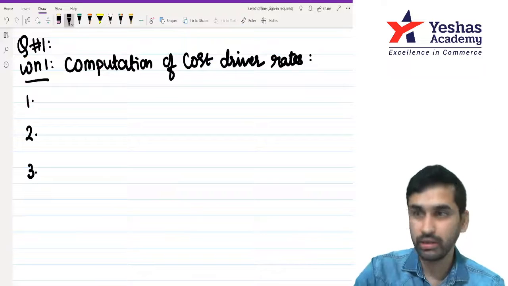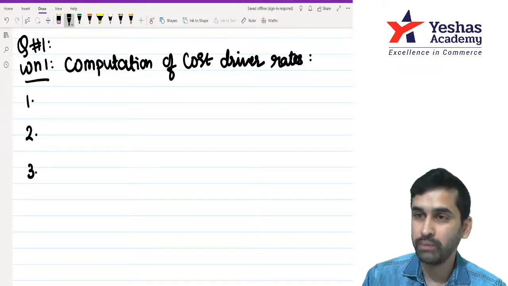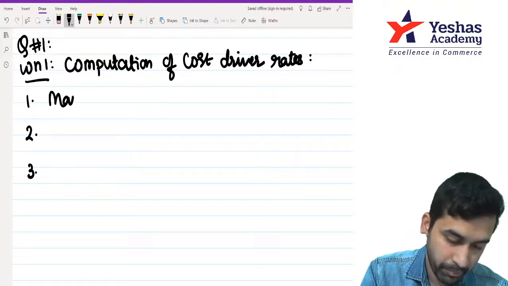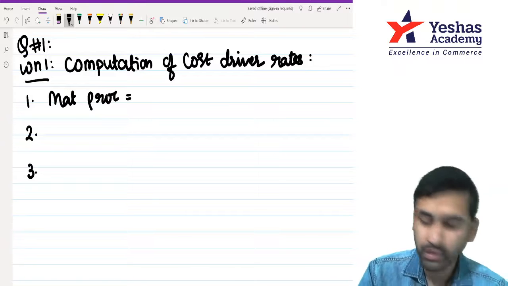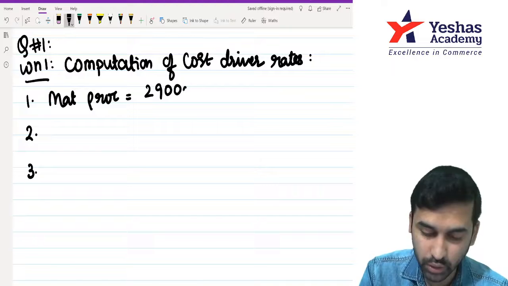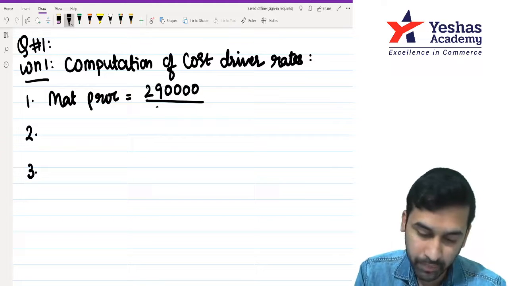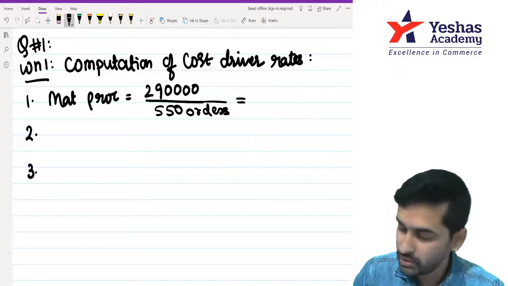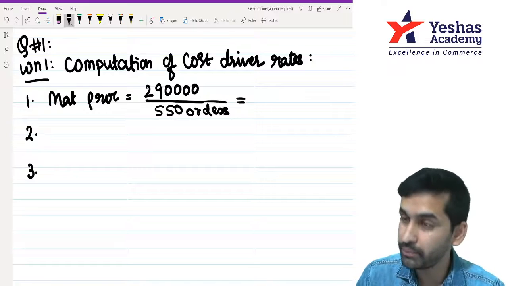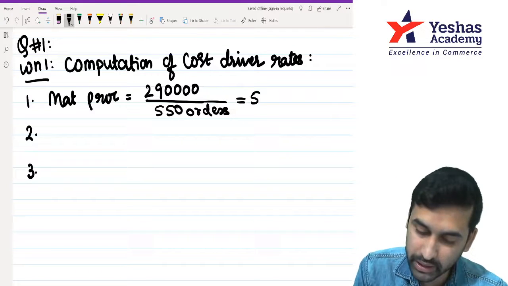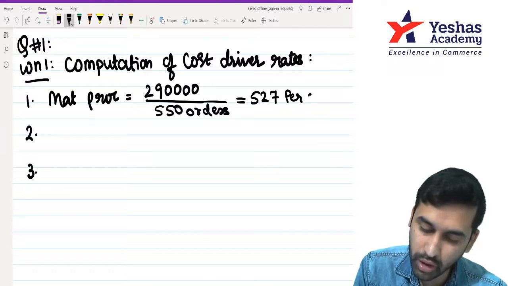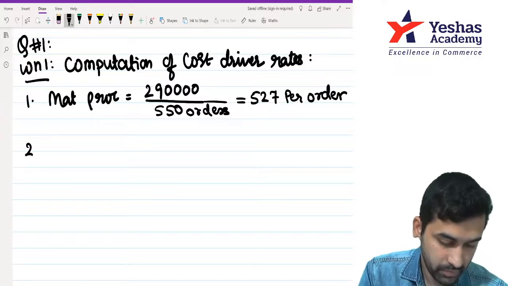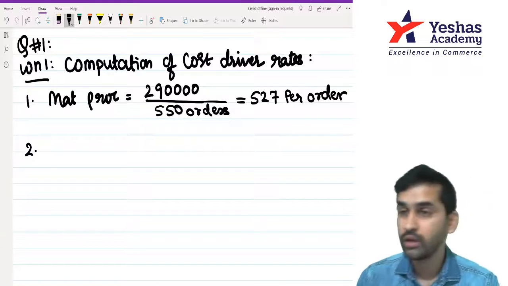First one, I am keeping the question book here. So I will be looking here and working out. You parallelly start writing. Material procurement. What is the cost? Amount 290,000 to be divided by 550 orders. So 2,90,000 by 550. That is coming to 527 per order. You can round off. That's okay. 527 per order. Which is the second one?